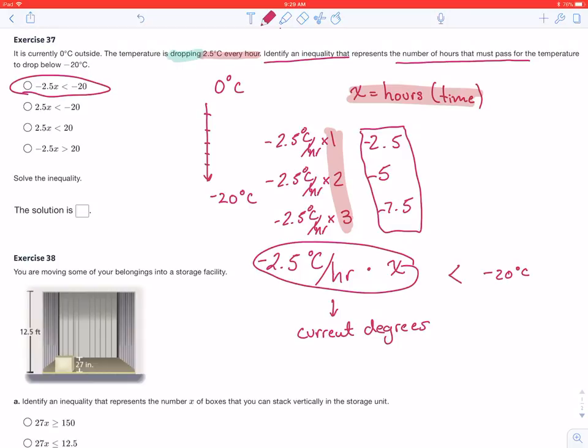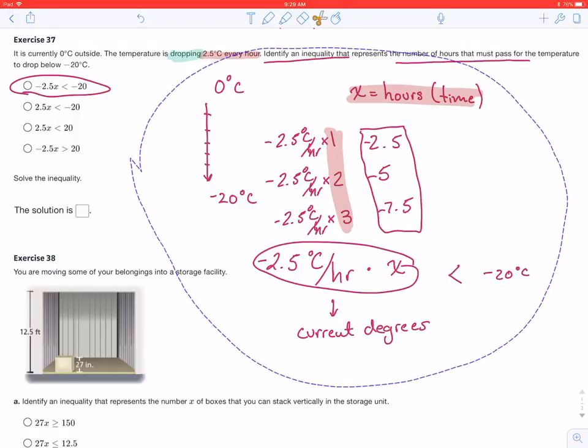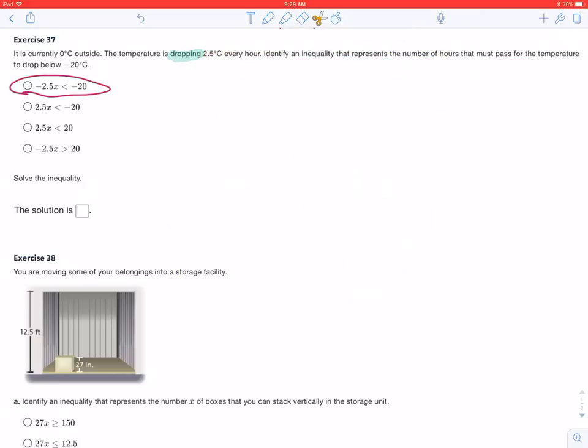You're going to solve what x has to be, or what values of x are possible, in order for the temperature to be below negative 20. And so I'll let you do the solution part of that one. And I know that was a lot definitely to go through for just that one problem. I kind of extended it out a lot more because I wanted to really hit every point.